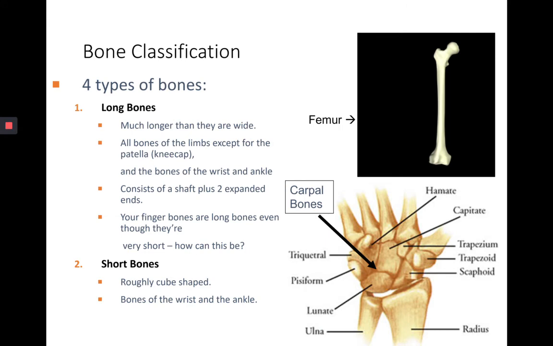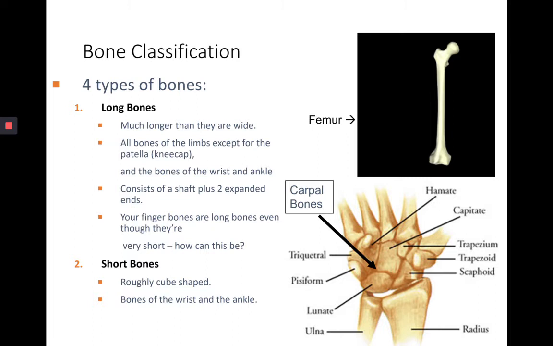Next, let's talk about the 4 types of bones with bone classification. You could have long bones, and long bones don't have to be gigantic. They don't have to be very large. The femur is the largest long bone, but in general, the shape of the long bone is just longer than it is wide. It has 2 expanded ends, and it has a narrow middle. The expanded ends are called the epiphyses, whereas the middle is called the diaphysis.